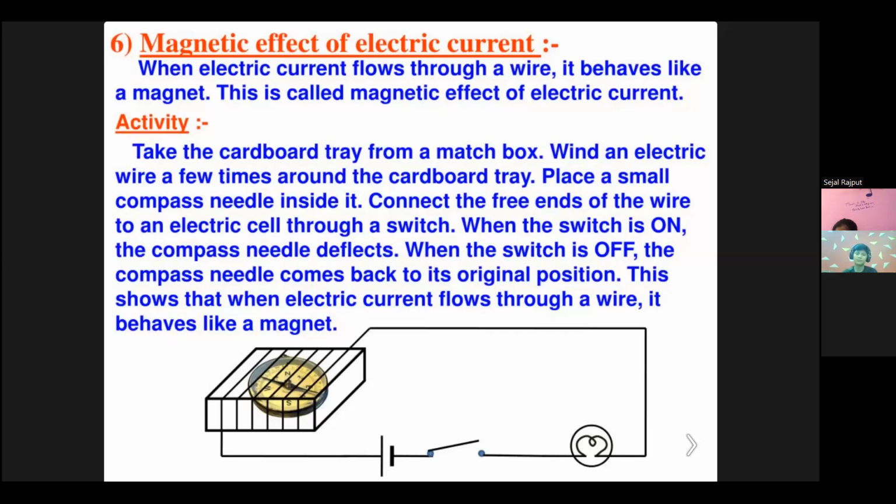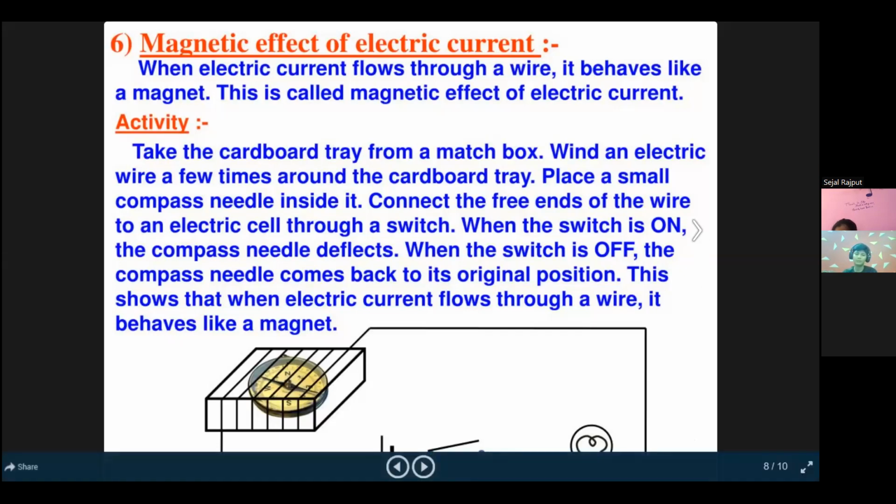We have taken a matchbox, and inside it what have we kept? A magnetic compass. After that we have rolled a number of turns of wire on this matchbox and connected it with the circuit. What will happen if the current flows? The magnetic compass which is kept inside it shows deflection. Okay, the needle in it shows deflection. What does it show? It shows the magnetic effect of electric current.